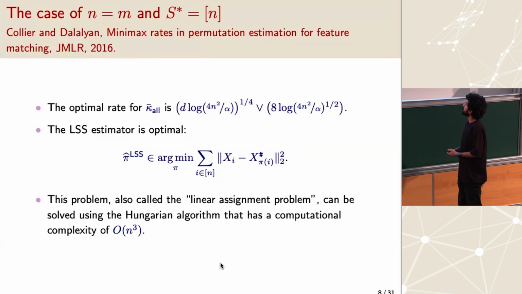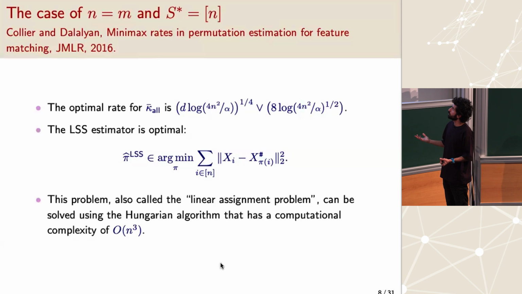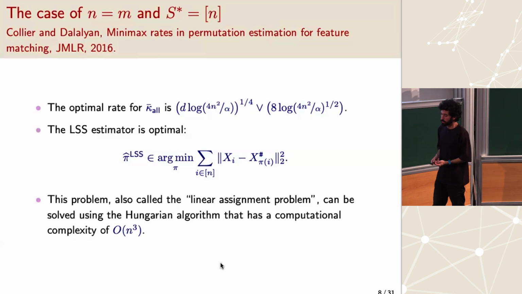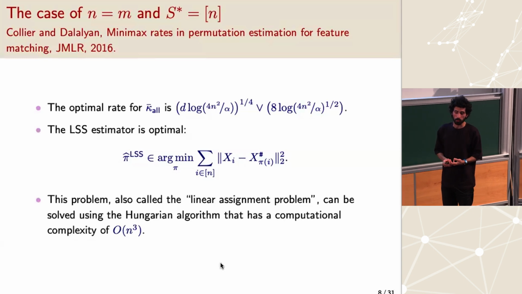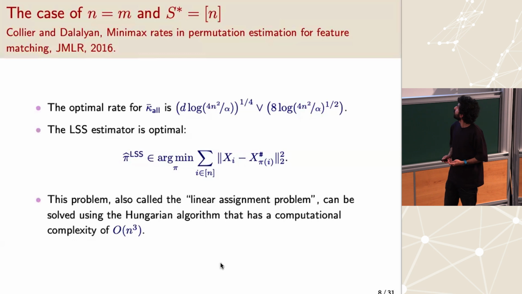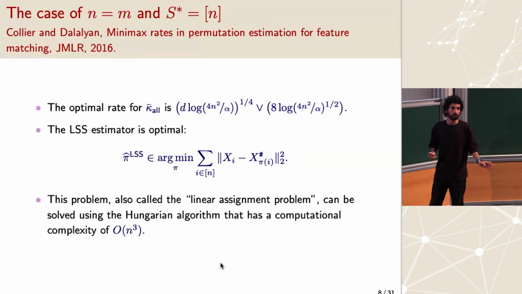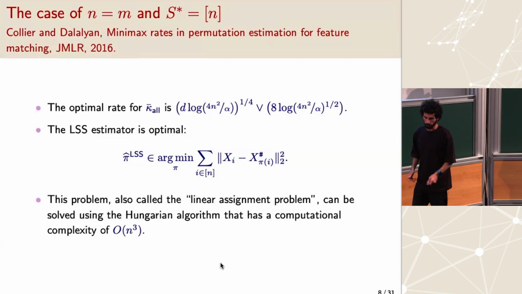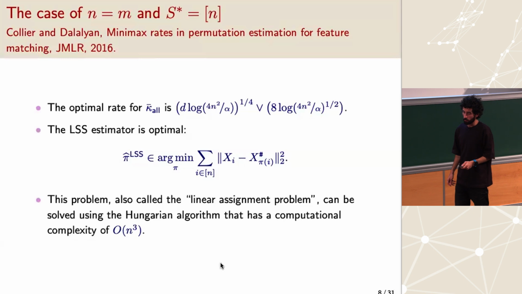So actually things are not that bad. In this case it's possible to exactly find the matching map, given that the separation distance is of order (d log n)^(1/4). Okay. All right. And below it's impossible.